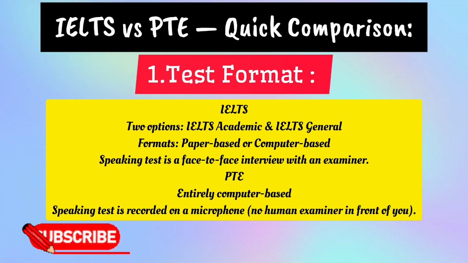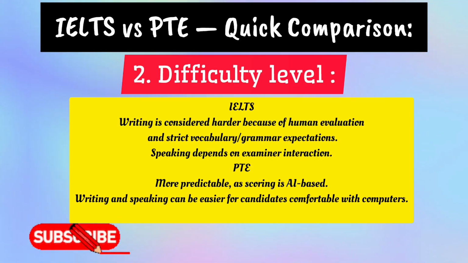So up next, we will see the difficulty level. As you see, in case of IELTS, writing is considered harder because of human evaluation and strict vocabulary and grammar expectation. Speaking depends upon the examiner, interaction and interpretation. Whereas in case of PTE, it is more predictable as scoring is AI based, so it is done by AI, and writing and speaking can be easier for candidates comfortable with computers in case of PTE.